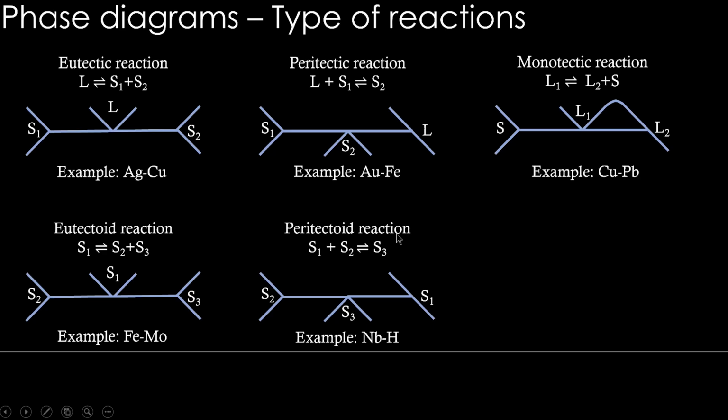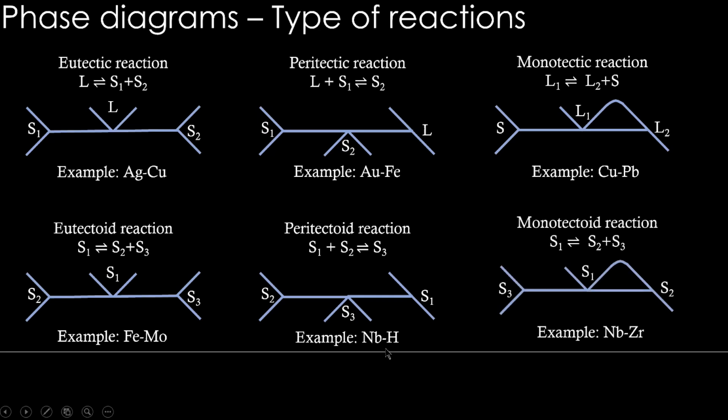In peritectoid reaction, which is similar to peritectic but without the liquid on one side, it is one solid and another solid combined to give a third solid. Product is a new solid here. Okay. So niobium hydrogen system has this. Then monotectoid reaction, it looks similar to monotectic except that there is no liquid here. Both the things here are solids. So one solid gives two solids.